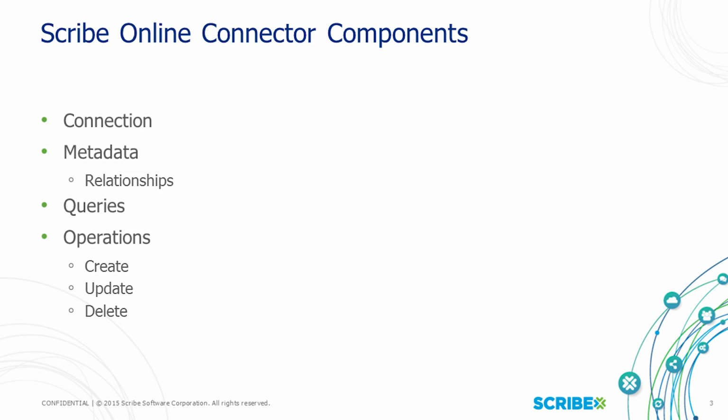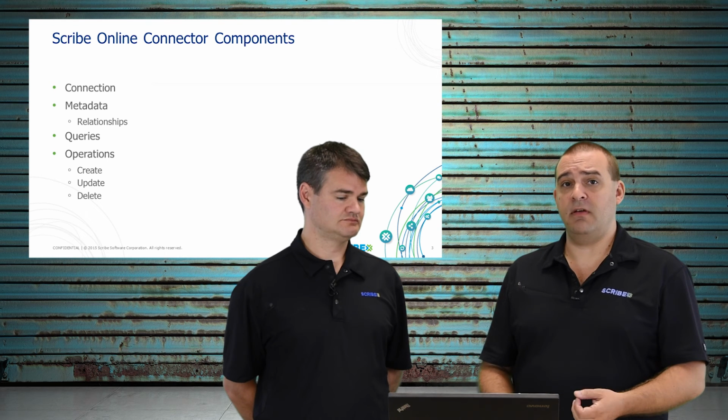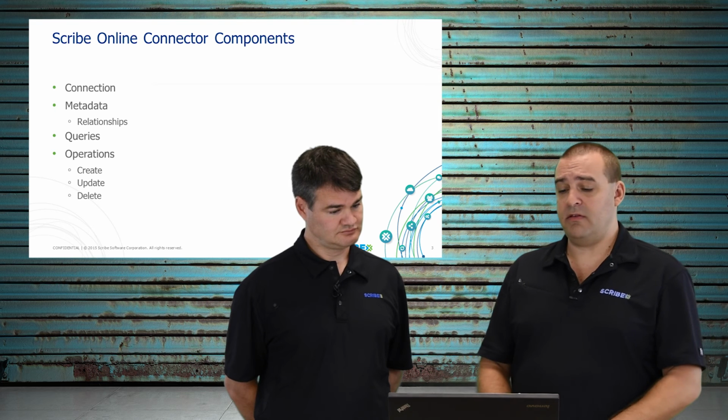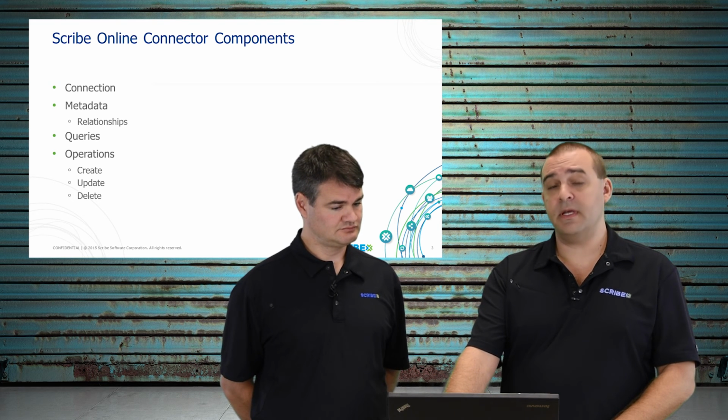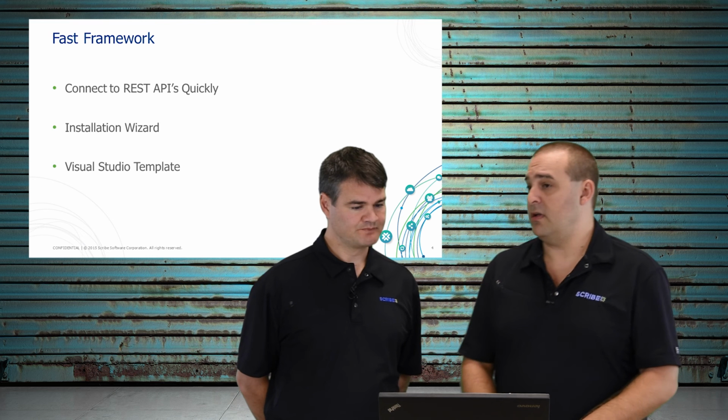We did talk about with the Connector Development Kit that there are 4 major components to all connectors: connections, metadata, queries, and operations. Both the Fast Connector Framework and the Connector Development Kit give you access to build these objects, or build these methods into the connector. And today we're going to be talking about the Fast Framework. So tell us what the Fast Framework does.